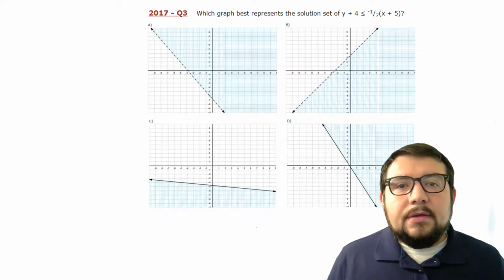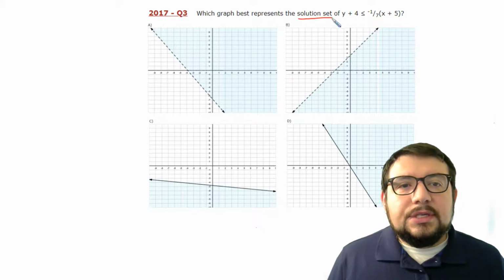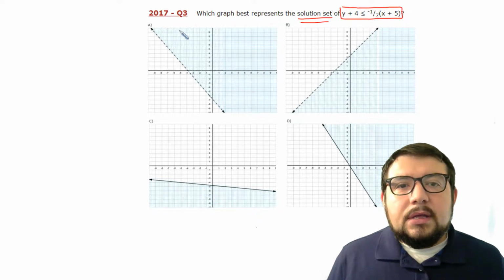Okay, so first thing I do is look at the question. It's very straightforward. It says, which graph best represents the solution set for this inequality? Well, a solution set is basically the graph of an inequality. It's this colored in area, and it's also this line right here. We need to check both the colored area and the line to see if it is part of the solution set.